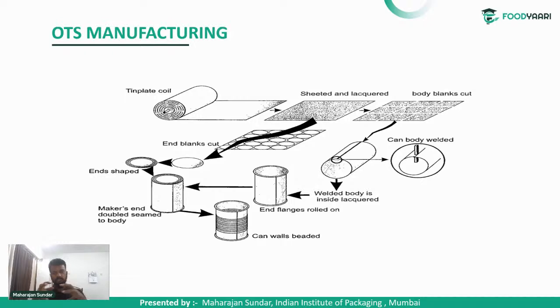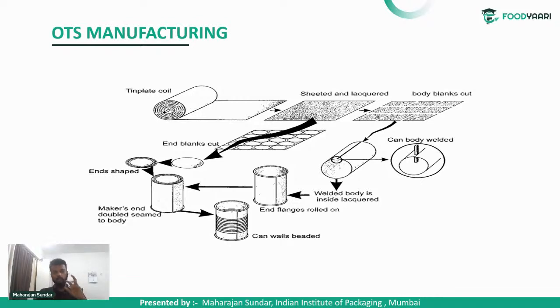When these pressures act on a metal container, it will tend to distort the packaging. The metal container might distort. To avoid the distortion, these beads are made. However, these beads reduce the compression strength of the metal container when stacked one above the other. In the same way, the ends are shaped.